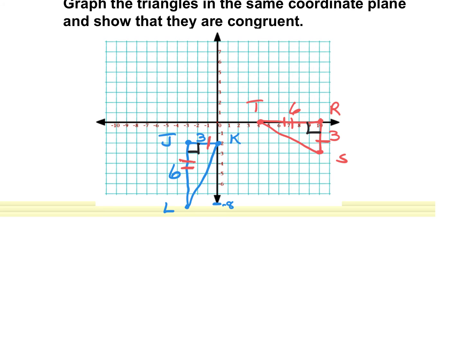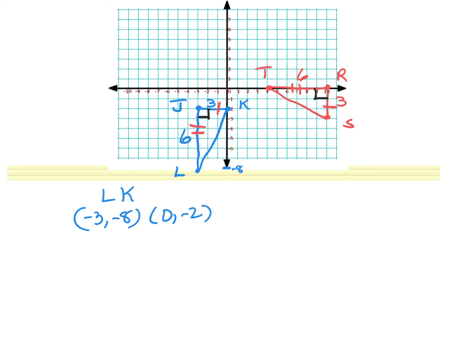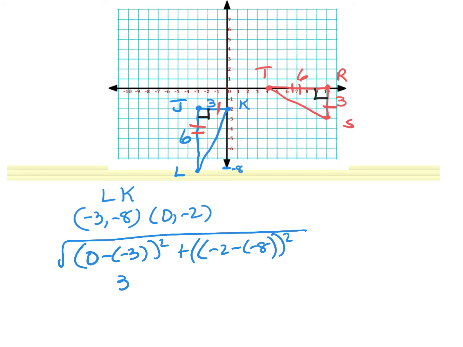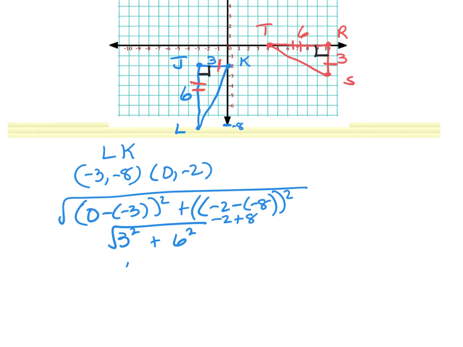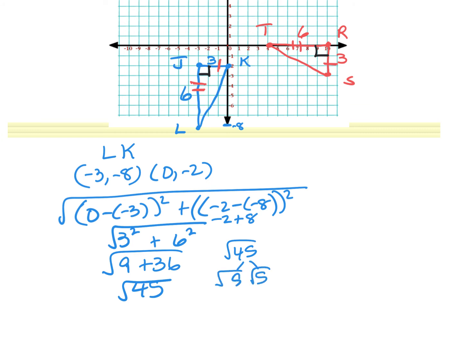So I'm going to do the distance of L to K. So my ordered pair for L is -3, -8. K is 0, -2. Let's do the distance formula. Going to subtract 0 minus -3 squared plus -2 minus -8 squared, all under the radical. This becomes 3 squared. This becomes -2 plus 8, so 6 squared. So then I get 9 plus 36, which is 45. Got to break down the 45. 9 and 5. So this becomes 3 square root 5. So the length of this hypotenuse is 3 square root 5.